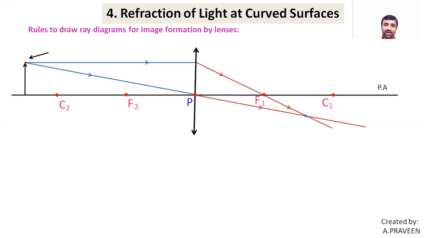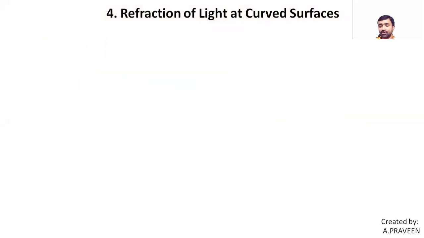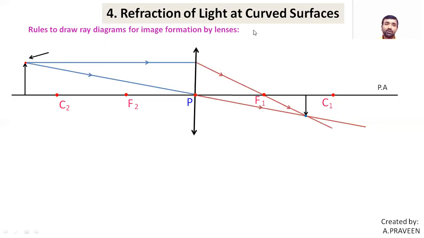So what point did you select? The top of the object. So you will get the top of the image at this point. From there you have to draw a perpendicular onto the principal axis. That is called the image here. So this will be the object, this will be the image, right?